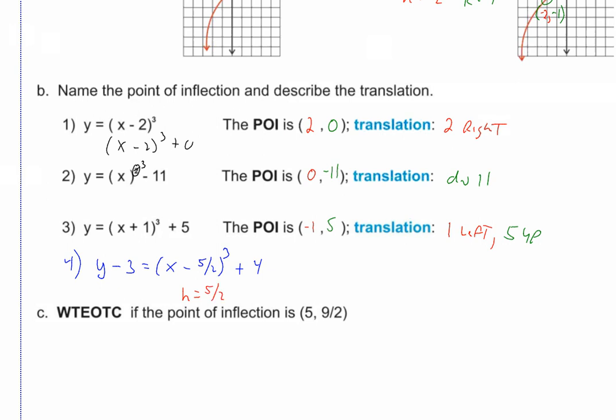It could even be a decimal. It could be a root. It could be a square root of 7. It could be anything. That's okay. It's the value of H. H is 2.5 to the right. But be careful with K.